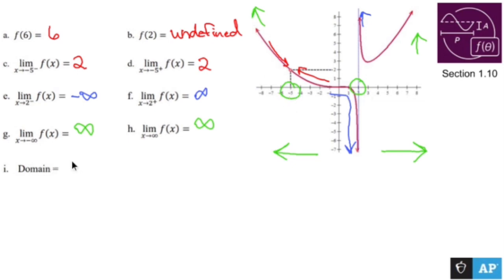So how do I write that out? Well, everything from negative infinity to negative 5, but not including negative 5, union, everything from negative 5, but not including it, to 2, but not including it, union, and everything from 2 on forever.